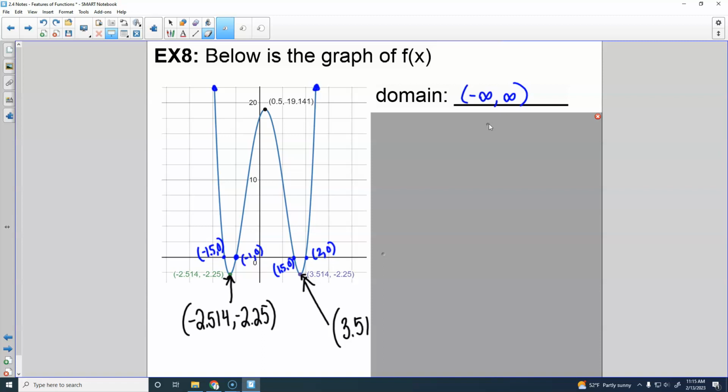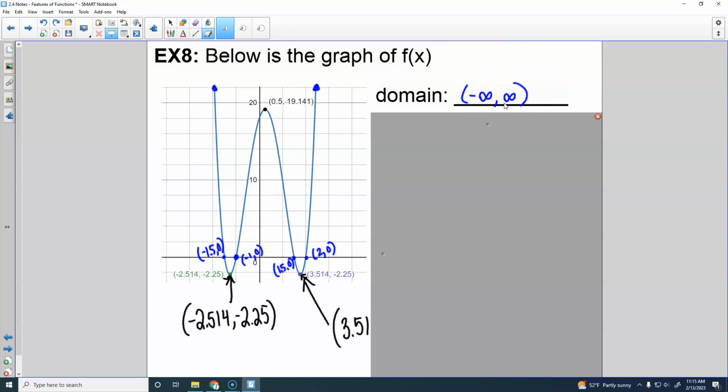Domain is going to be negative infinity to infinity. Because what would give you places where you don't have a function is if you have vertical asymptotes or holes in the graph. And this does not have that, because although these are very steep, they kind of look like vertical asymptotes. They're going out forever, so they would go out to the ends of infinity and negative infinity there. So, domain is just negative infinity to infinity.